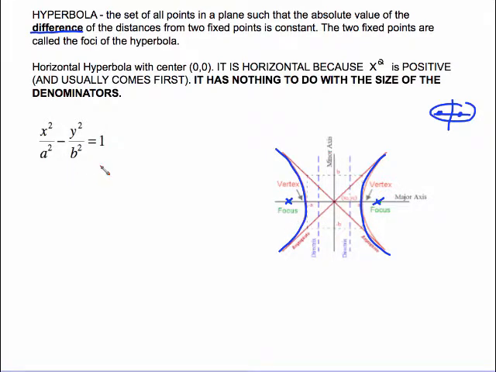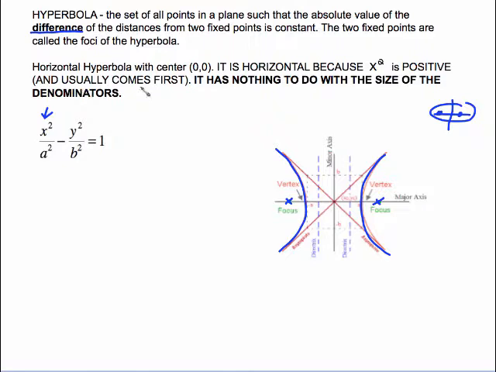This right here is the formula for a horizontal hyperbola with center 0, 0. This is a horizontal hyperbola because the x squared is positive. It has nothing to do with the size of the denominators. You determined for the ellipse if it was horizontal or vertical based on the size of the denominators. Notice we don't have any idea about the size of these denominators right here because they're a's and b's. But we do know this is a horizontal hyperbola because the x squared came first here and it's positive.